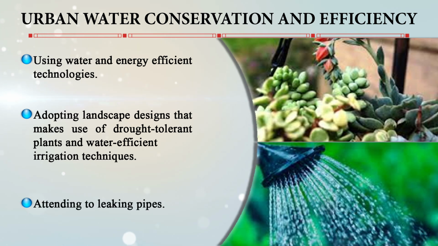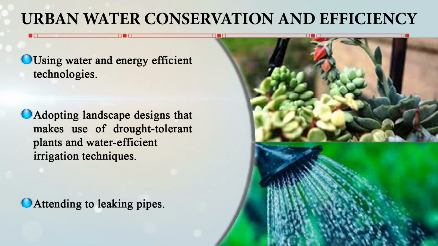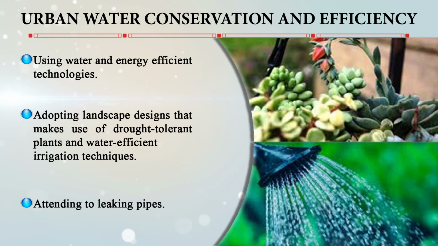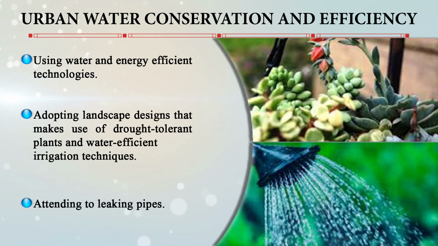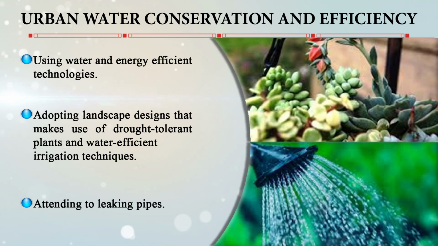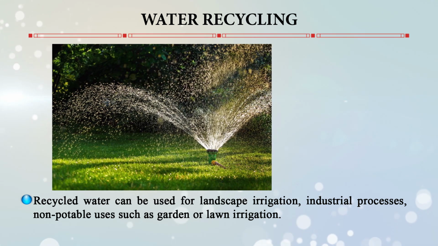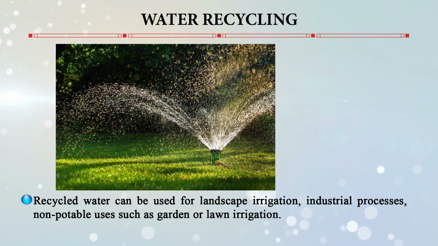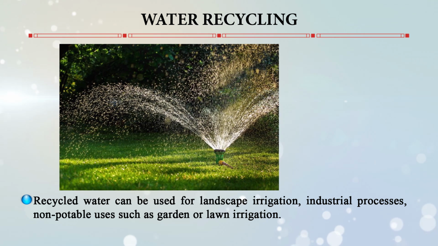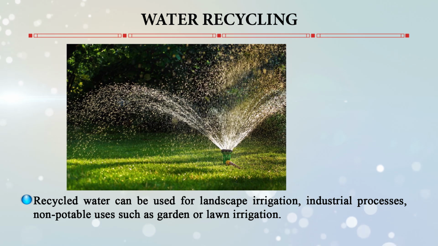We should also attend to the leaking pipes, and here again the information systems like the GIS and smart sensor techniques can come of help for the conservation and efficiency of the water and the energy resources. Water recycling. Recycled water can be used for landscape irrigation, also at home for domestic purposes. You can use the water that has been used for washing the vegetables or dal and for washing purposes.